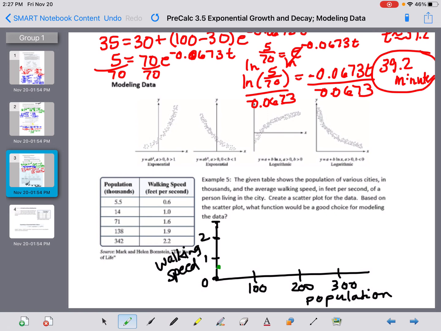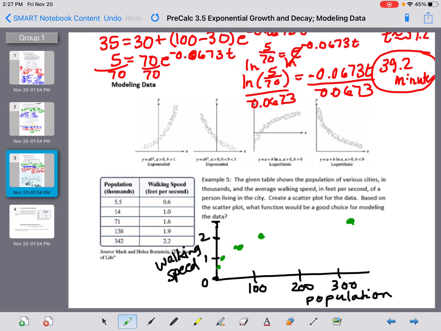All right, and at 14, I'm at 1. Well, 14 is still pretty small on the grand scheme of things. At 71, I'm at 1.6, so about maybe right there. At 138, I'm at about 1.9. And at 342, I'm at about 2.2.